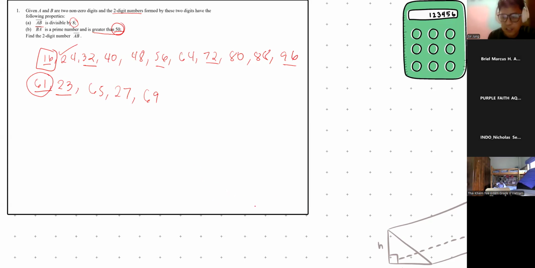Thank you for sharing your answer in the chat box. Any questions regarding this problem? That's how you solve this kind of problem, especially if it is only two-digit numbers. Okay, so number 2.